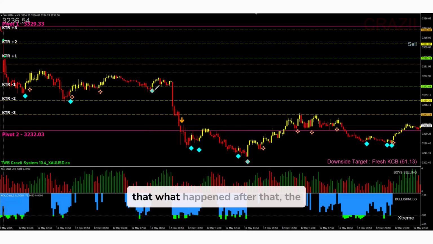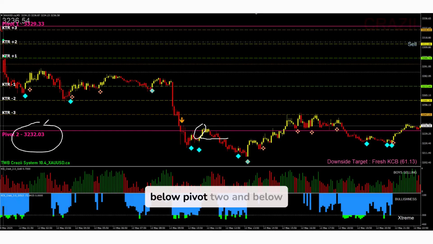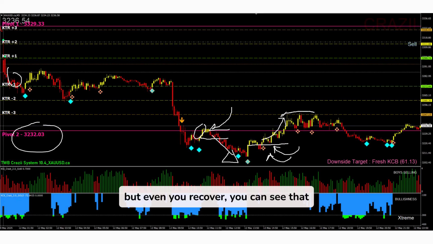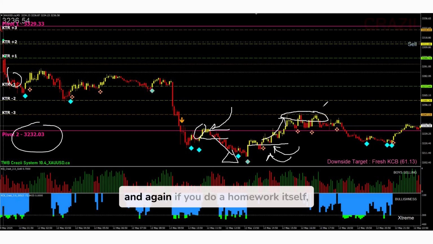So you can see what happened after that, the market came all the way down. Then the market tried to recover initially, but you notice below pivot 2 and below OP. So we know below OP, below pivot 2 is always a sell. So when the market turns from yellow to red, the market sells again. Only when the stack diamond came out, you draw a line, you notice the market got stabilized, couldn't really go down, and then it recovered. But even as it recovered, you can see that the market has a very strong resistance at KTR -3. And again, if you do your homework, you know that -3 cannot go up. Once the market breaks below again, the market sold down again.